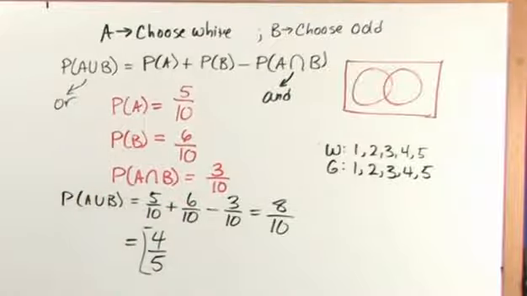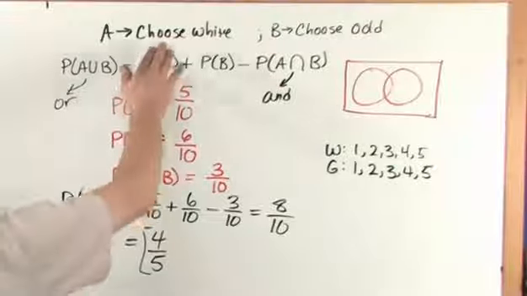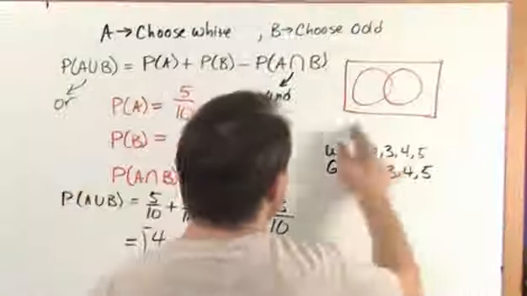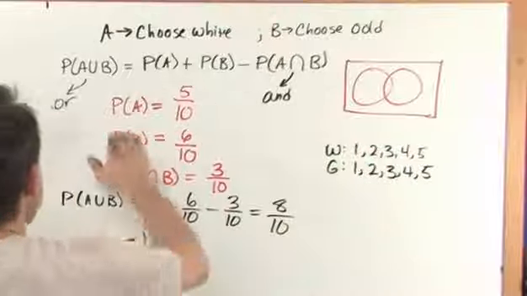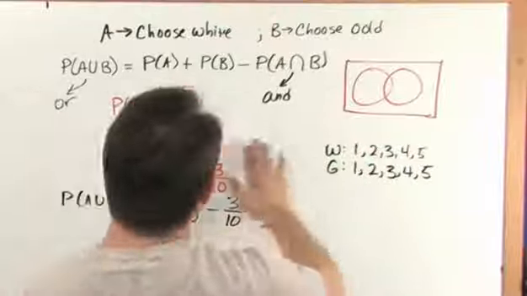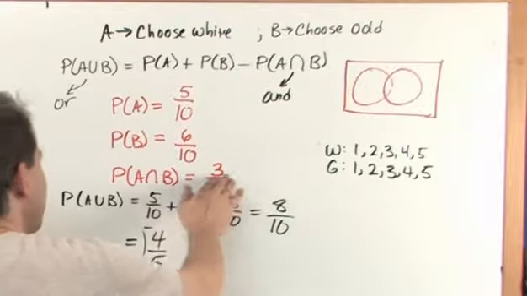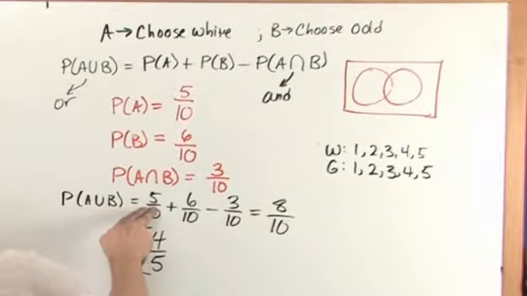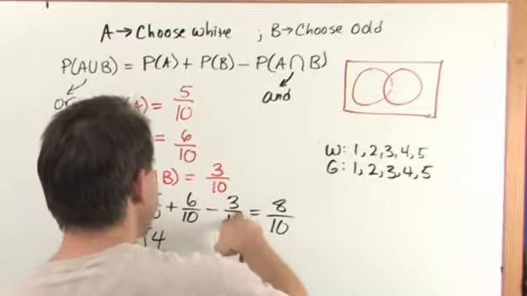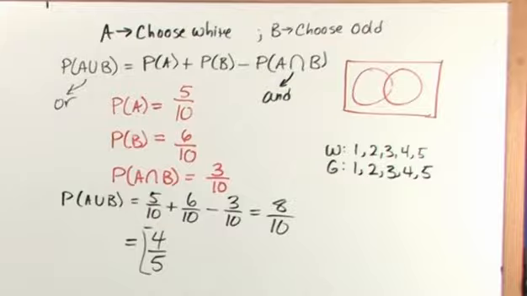So it's the same thing. You get a lot of information in the problem. You really just have to pick it apart. Label your events, write down something to help you do the counting to calculate the probabilities. Probability of A, getting the white ball, we calculated. Probability of B, getting the odd ball, we calculated. Probability of both, we calculated, and we added A plus B minus the intersection, giving us 4/5 for the total probability of getting a white ball or an odd ball.